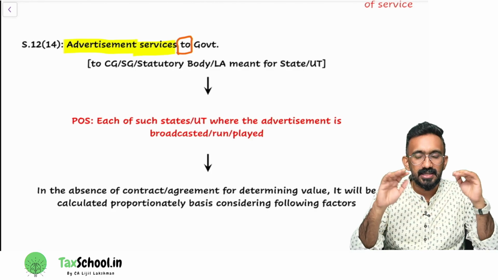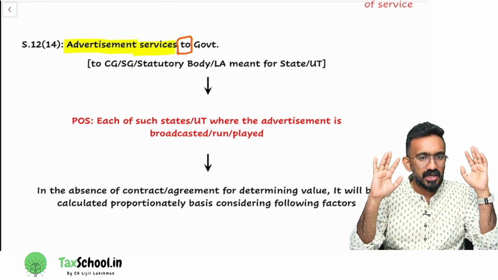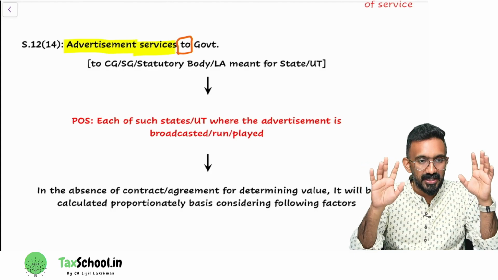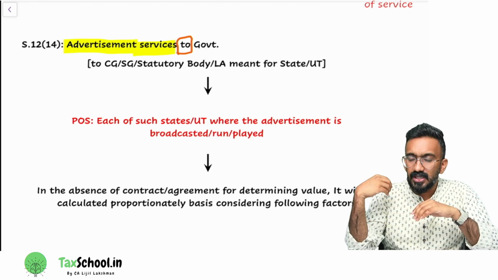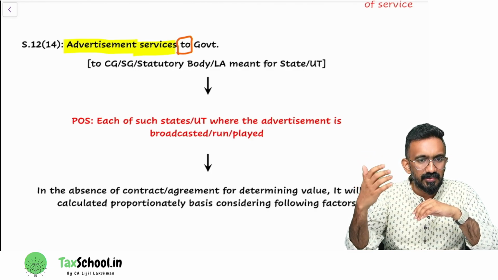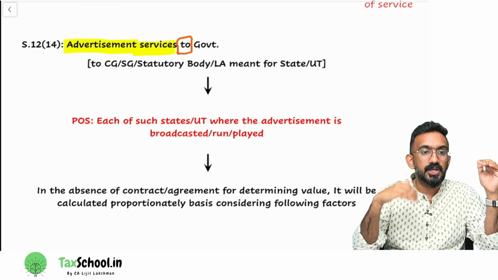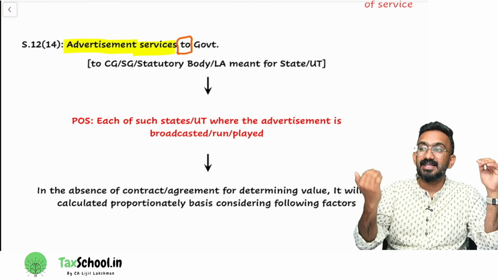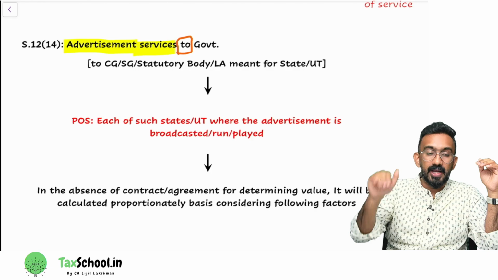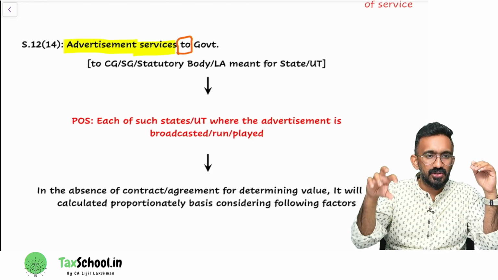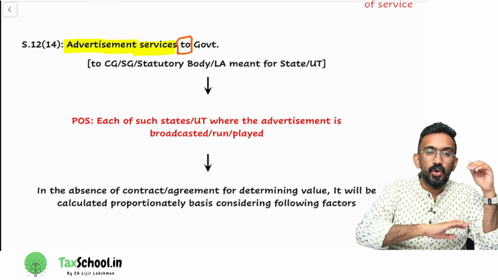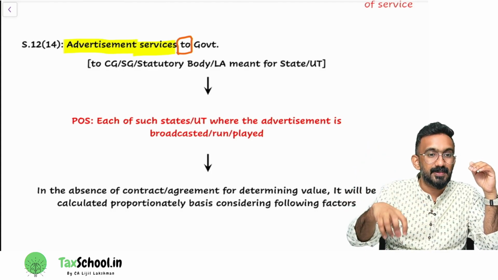No. They said all the services which are advertisement service to government, only to government, other than government, it will be 12 subsection 2 only. If the advertisement services are provided to government, place of supply would be all those states where the advertisements are run or played or broadcasted, which means if Hindu newspaper is giving advertisement service to government, place of supply would be all the states where Hindu newspaper advertisement is seen.